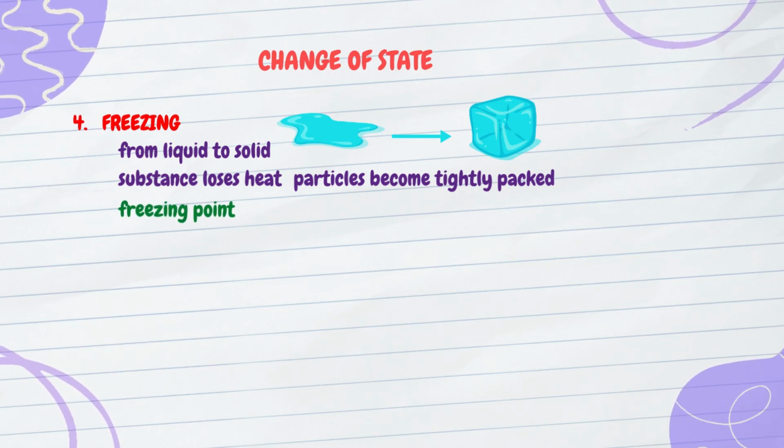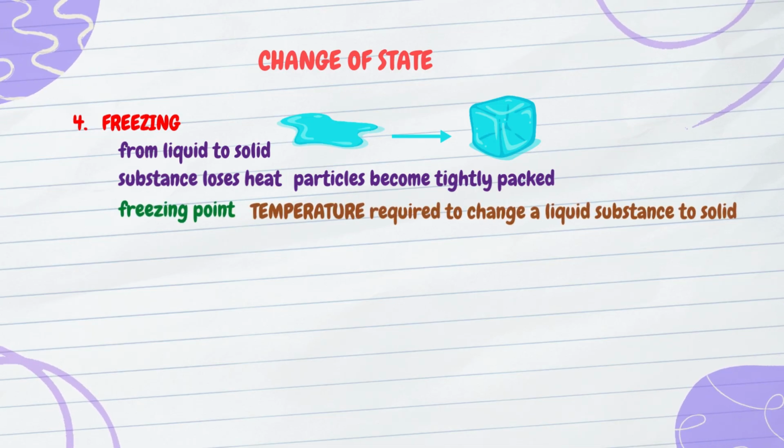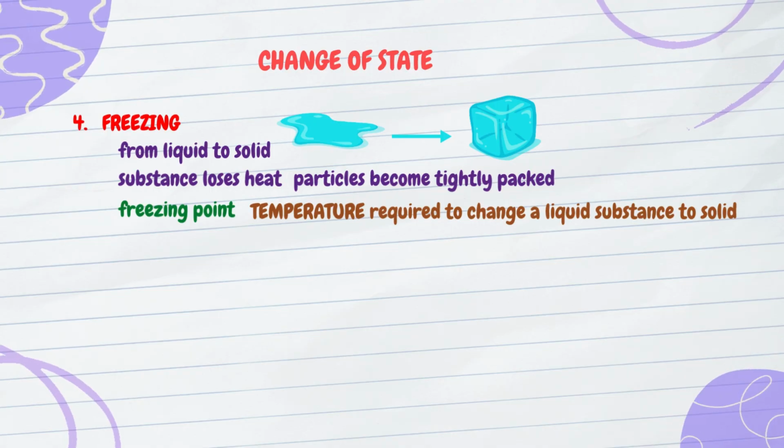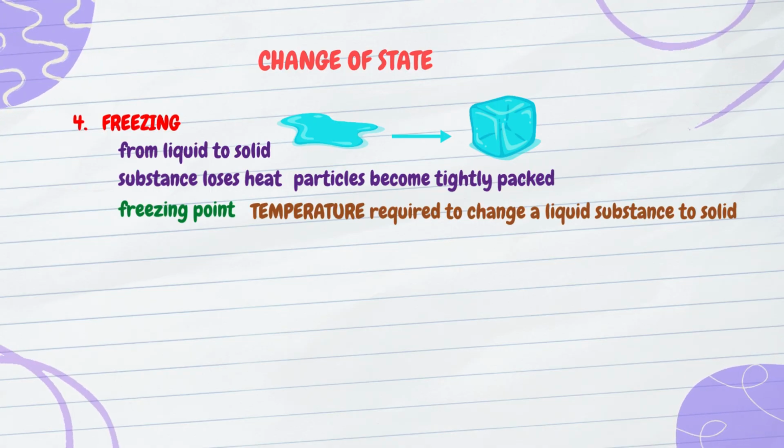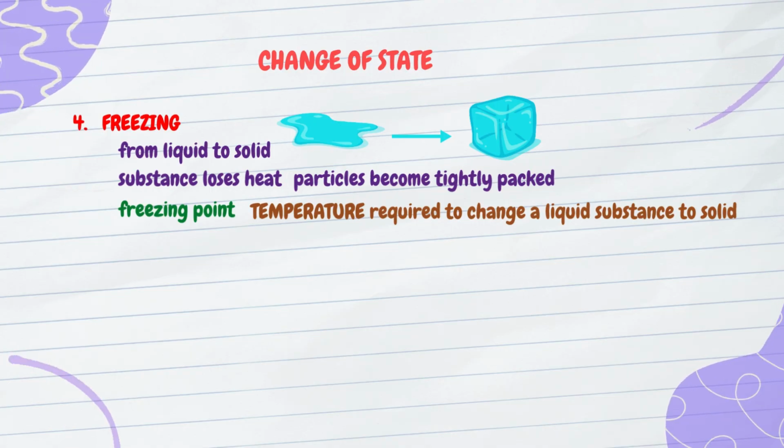The freezing point is the temperature at which a liquid substance changes to a solid. Substances have different freezing points. Water, for example, freezes at 0 degrees Celsius.